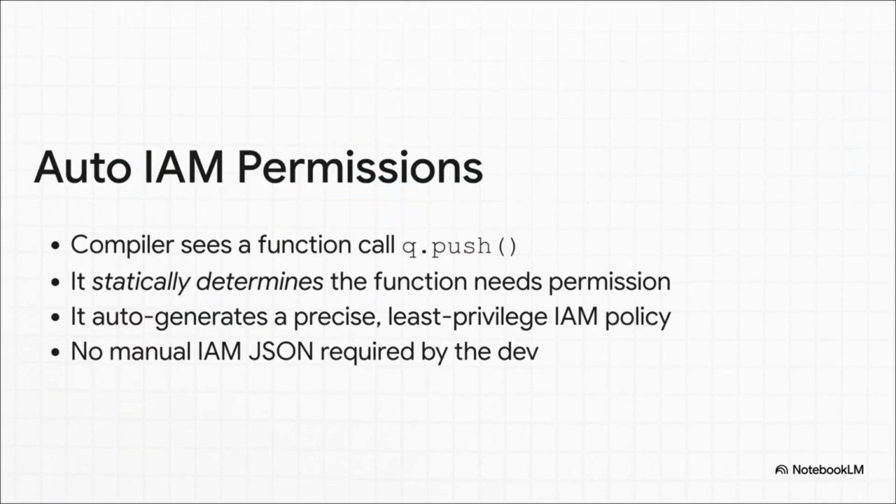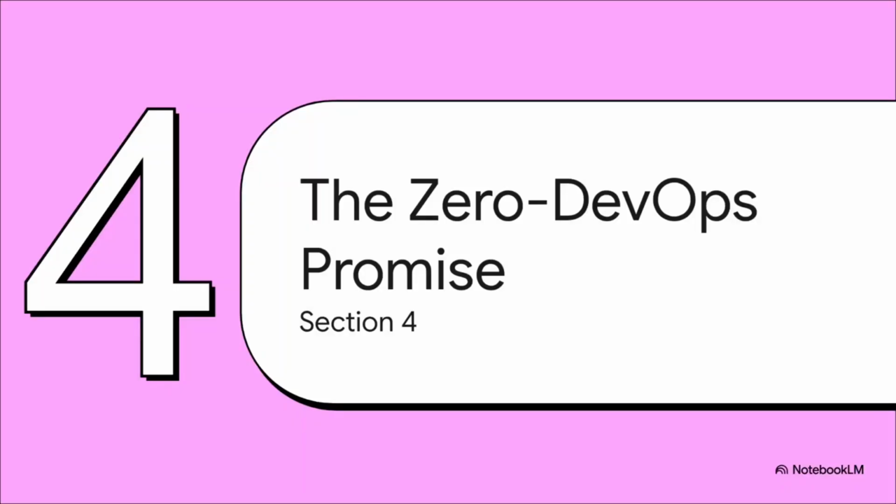And here's a perfect example. Let's say the compiler sees a line in your API code that says queue.push. So it knows you're sending a message to a queue. During static analysis, the compiler figures out, hey, this function needs permission to talk to that specific queue. So what does it do? It automatically generates the perfect, most secure, least privilege IAM policy required. The developer never has to write a single line of that complicated, easy-to-mess-up JSON. That is huge.